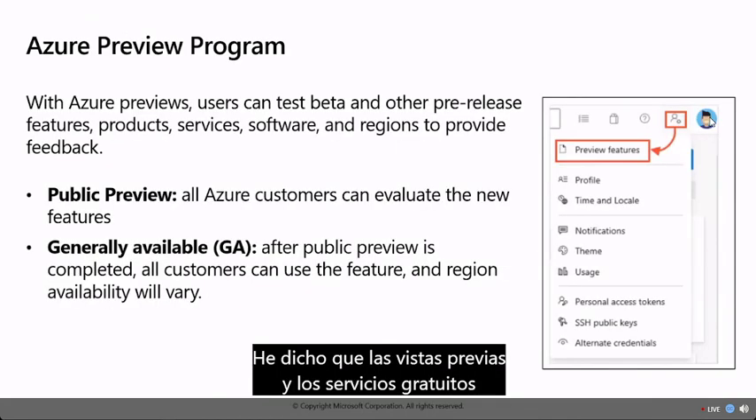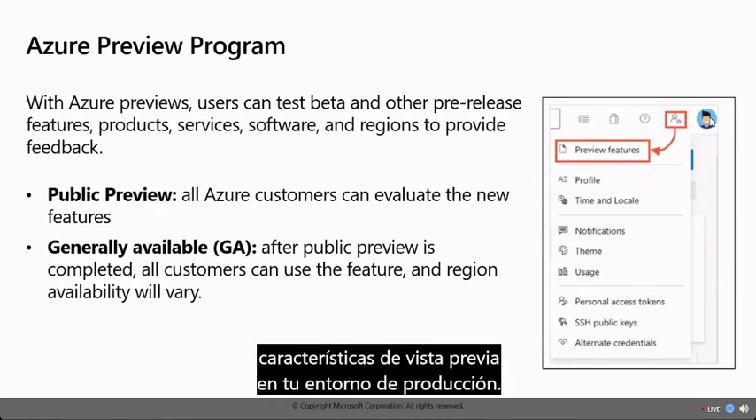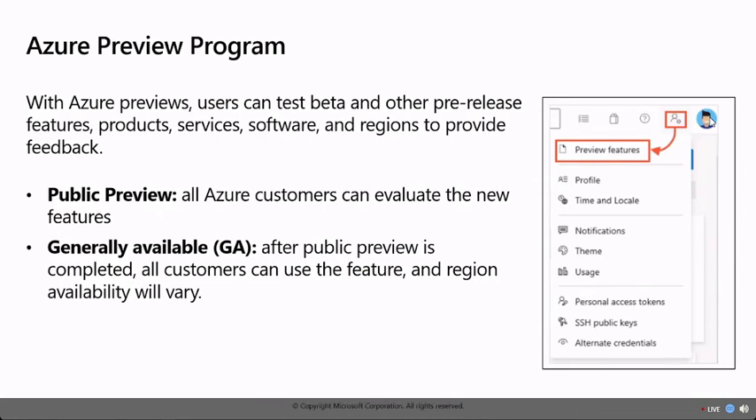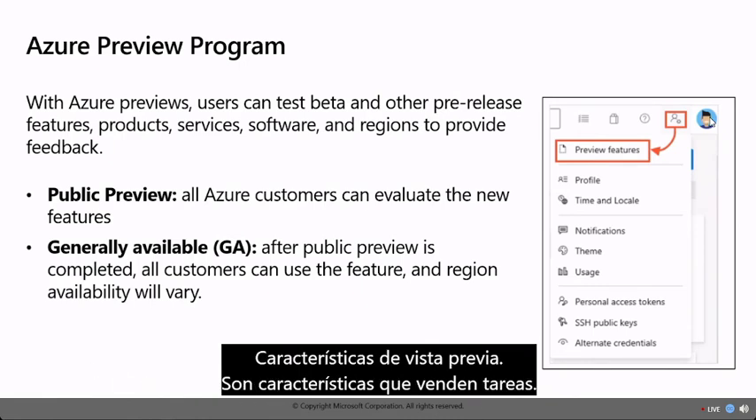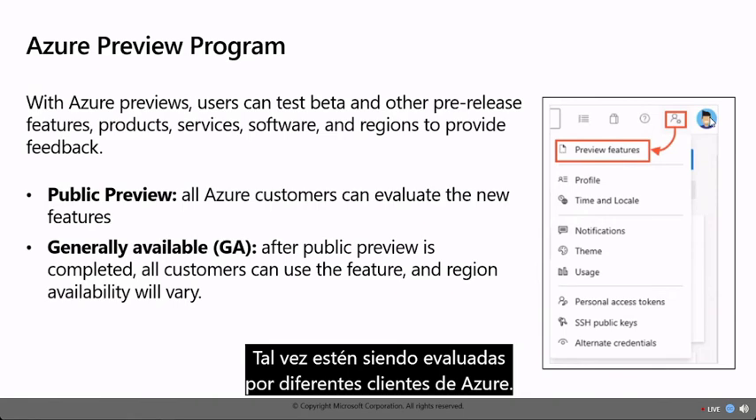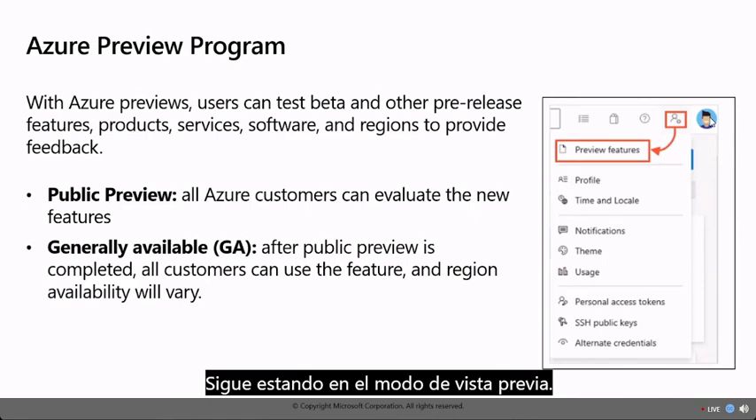Now, I told you that preview and free services do not have SLAs associated with them. And this is really important to know. Please do not put preview features in your production environment. I'm serious here. Because they do not have an SLA, preview features, these are features that are still in test. Maybe they're being evaluated by different Azure customers. Essentially, they have not been released to what we call generally available. So this is still in preview mode.